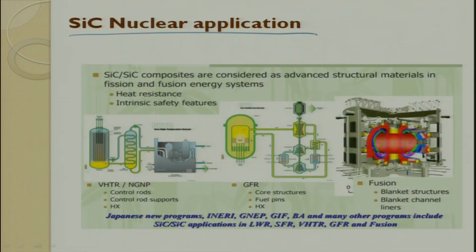SiC nuclear application is another thing. Today we talk about SiC, silicon carbide reinforced composites, which are used as advanced structural materials in fusion and fission energy systems, wherein heat resistance and integrated safety are also there. So, this is now thought of. SiC in nuclear application is the next place where ceramic matrix composites are talked up in a very big way. When you talk about fusion, the temperatures are very high. So, the blanket structure and the blanket channel liners are made out of ceramic matrix composites.